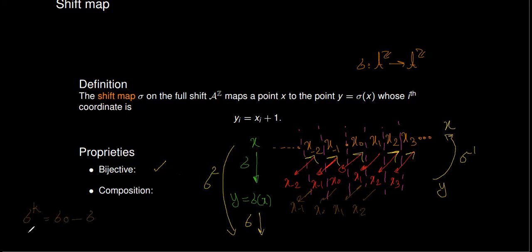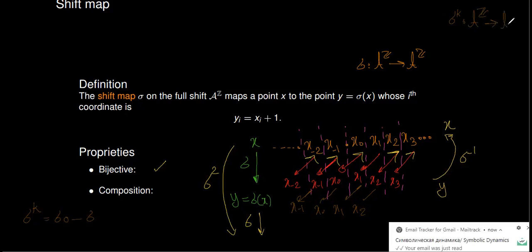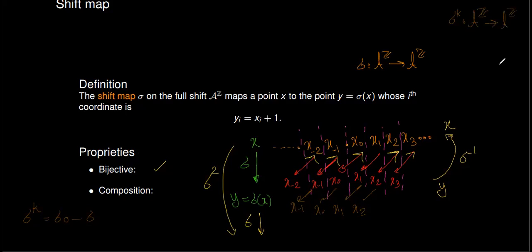And the relationship of that: k times, let me write here with more detail, sigma k is one function from the full shift A to the full shift A, such that sigma k of x, I mean y, y_i is equal to x_{i+k}. So it means k times I am doing that.